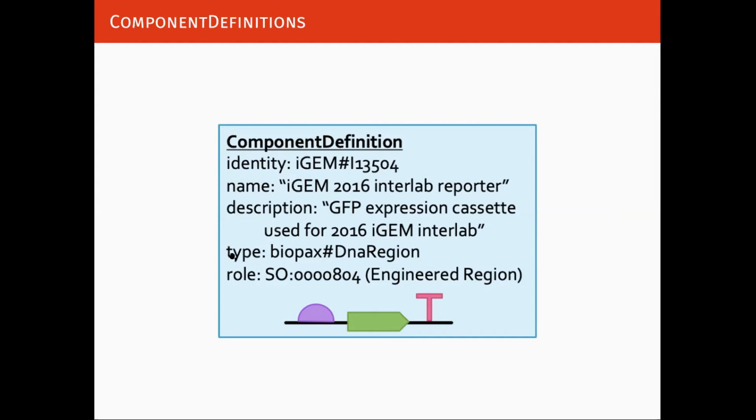But a component definition also has a type. In this case, this type is the region of DNA. And the role is it's an engineered region. So this is using the sequence ontology, which is an ontology of all sorts of different sequence features. There are around 2,800 different sequence features that you can use to express what is interesting about this particular portion of the sequence.